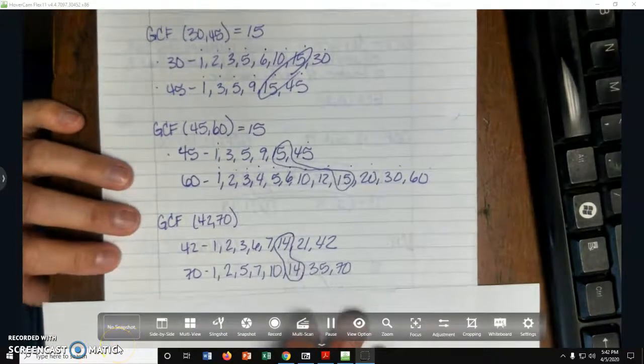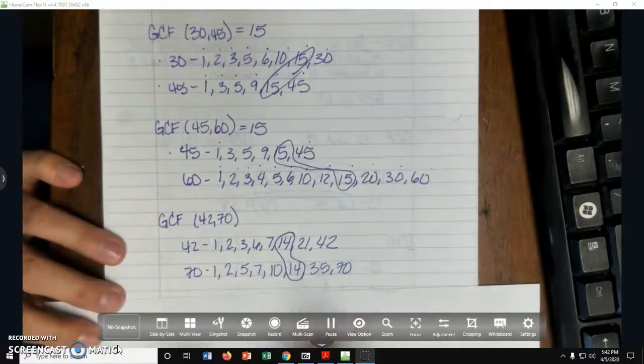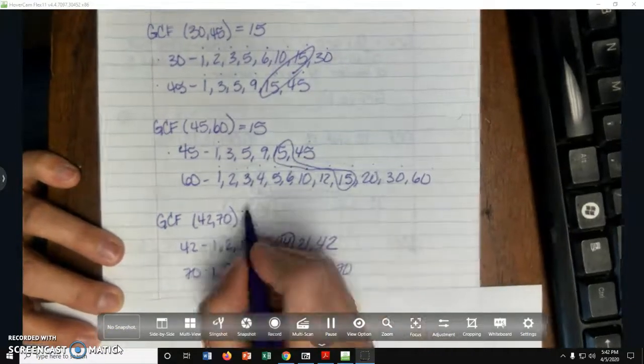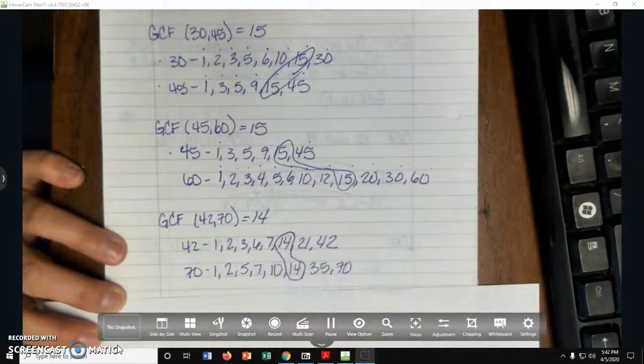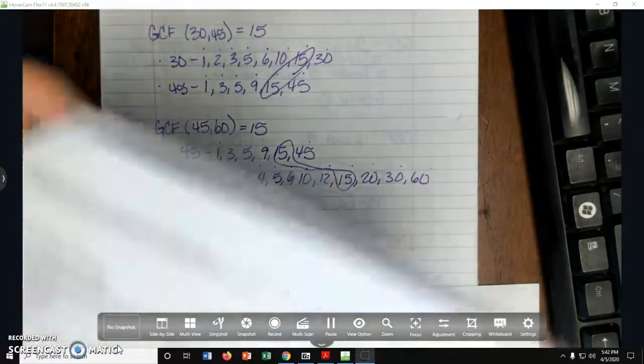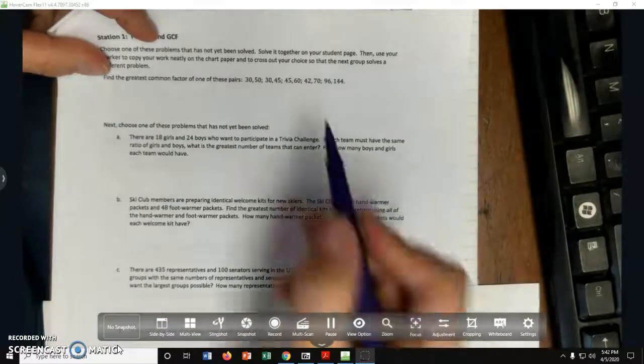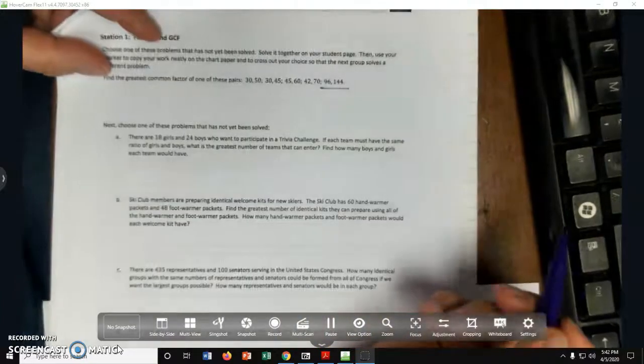Then I have the greatest common factor of 42 and 70. Listing out my factors of 42 and my factors of 70, I find out that the greatest common factor of these two numbers is 14. I did leave the last one for you to do, so this one here you'll need to do on your own. All right, moving on to the next part of your assignment.